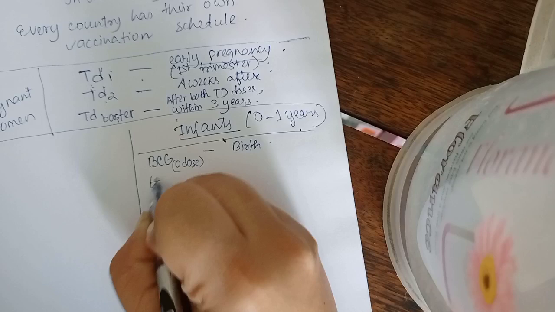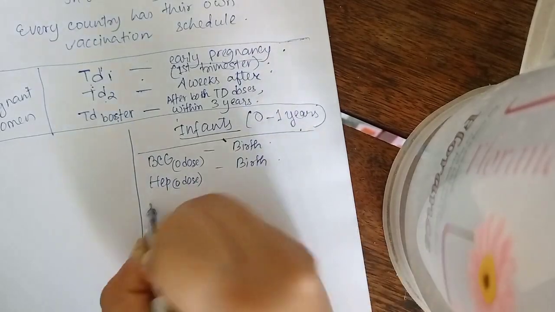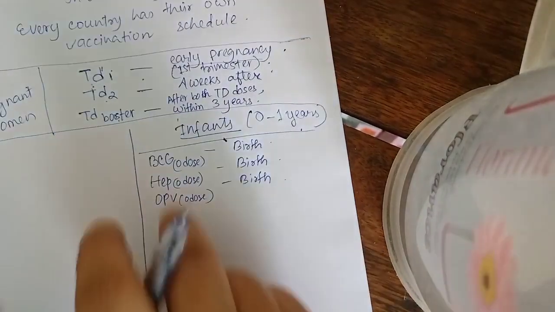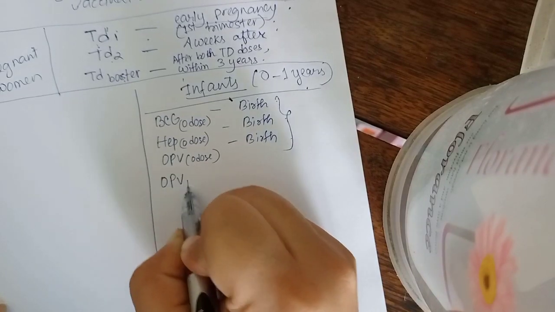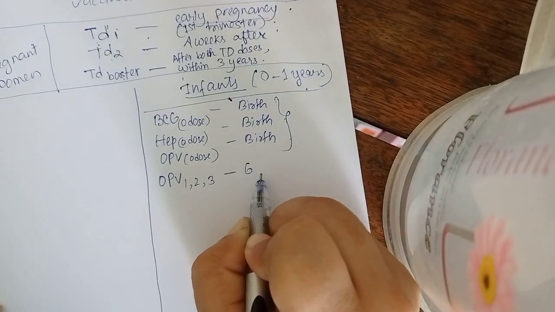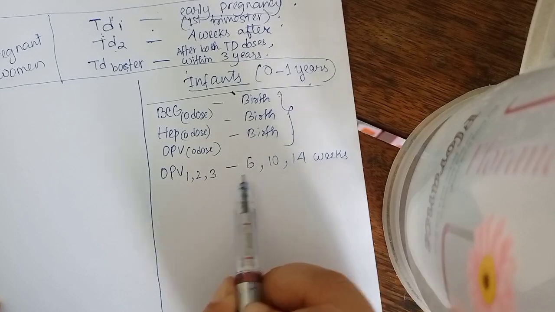Now coming on to hepatitis. Hepatitis 0 dose is given at birth. Again OPV, oral polio vaccine, 0 dose or birth dose, is given at birth. So these are the birth doses. Now coming on to OPV 1, 2 and 3. These three vaccines are given at 6, 10 and 14 weeks. Just remember it like this: 6, 10 and 14 weeks.